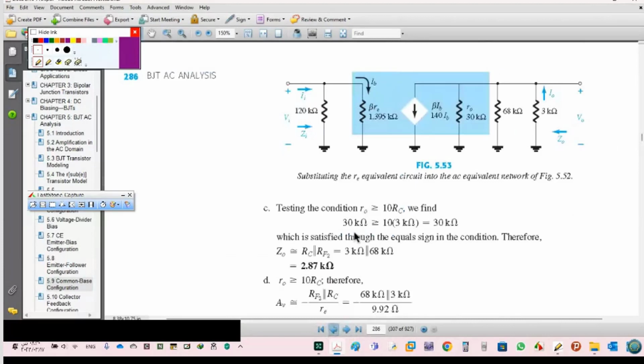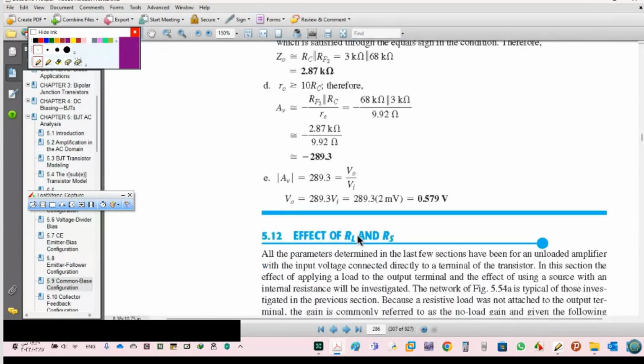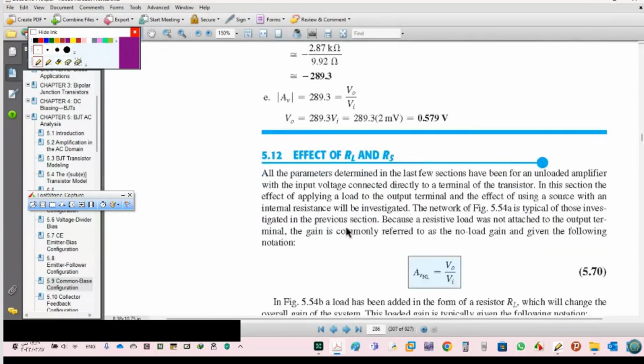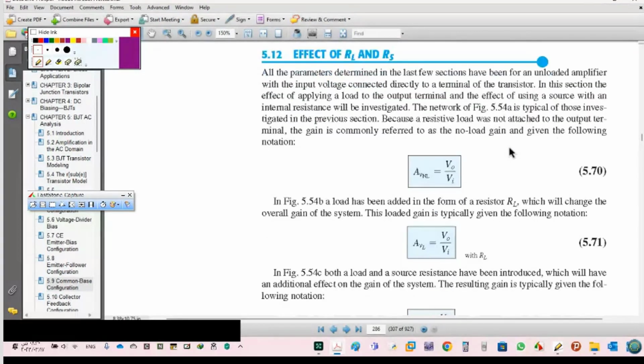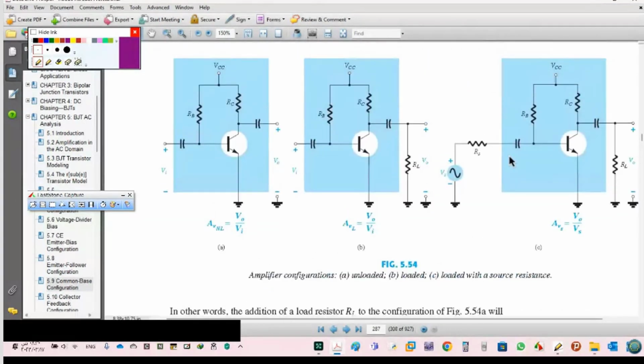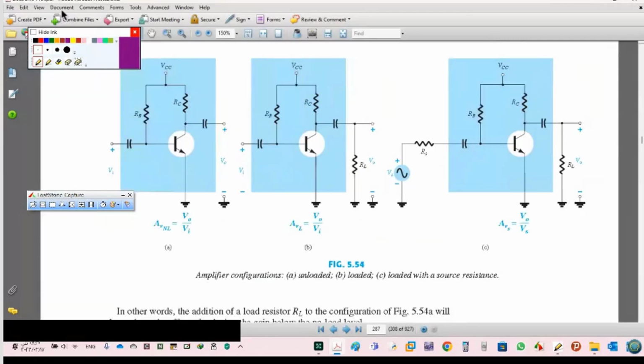And now we start something called the effect of RL and RS. What is this? Okay. If we look at this configuration here, I will expand this for you. Yes, now it's good. See, go up.